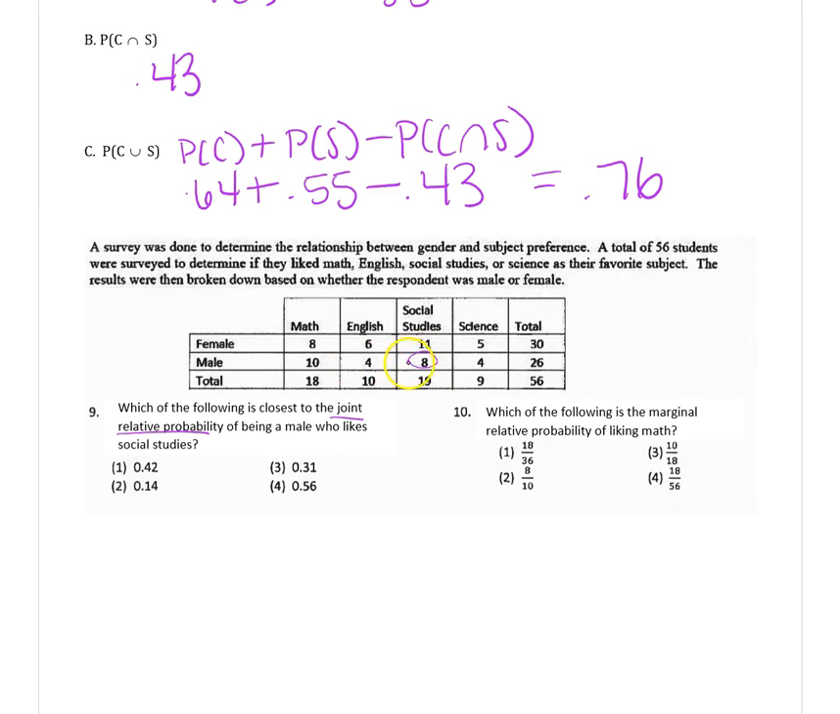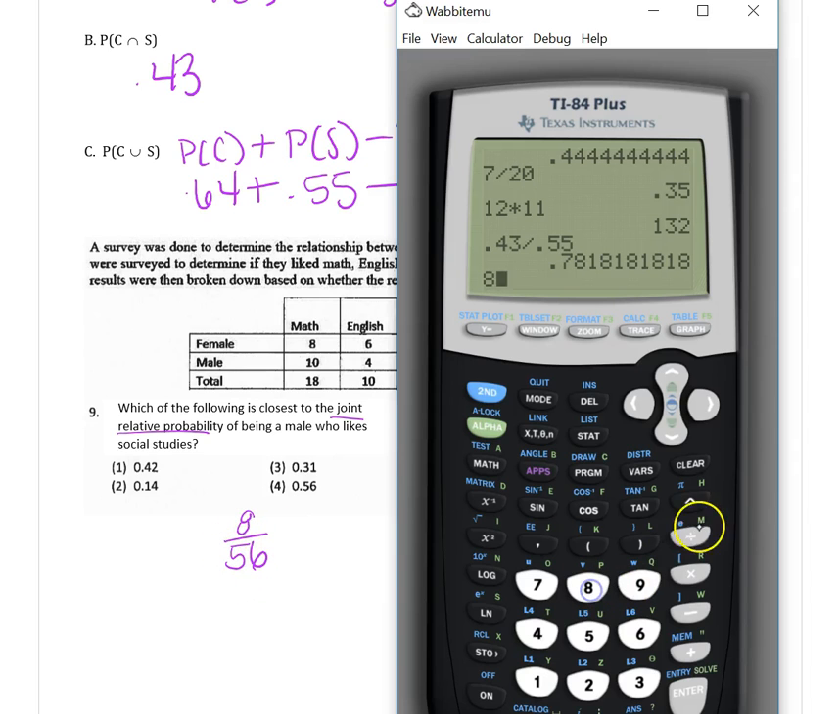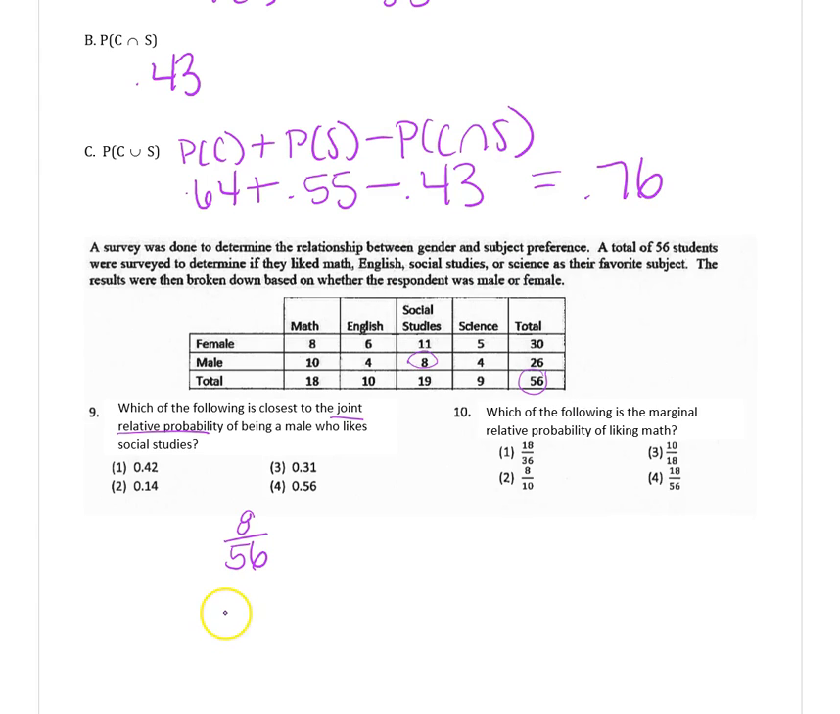So that's 8 of them out of a total of 56. And that's a joint probability. 8 out of 56. 0.142. So that's option 2. Which of the following is a marginal relative frequency of liking math? Marginal means our answer comes from the margins, and that's where this 18 is coming from. So 18 people have said that they like math out of a total of 56. 18 out of 56. There it is at option 4.